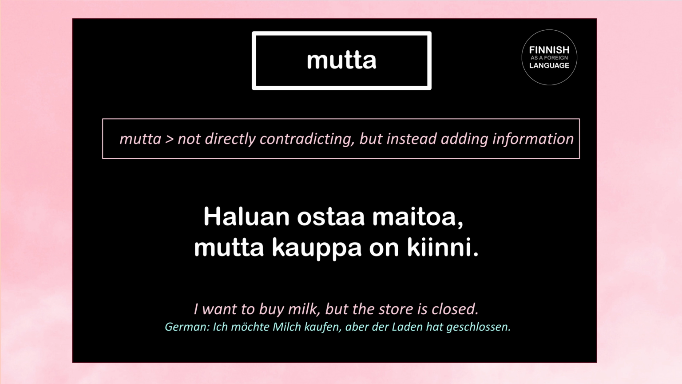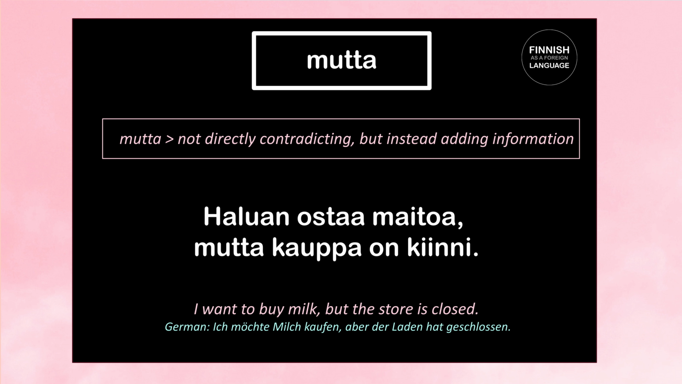So let's repeat again. Haluan ostaa maitoa, mutta kauppa on kiinni. Haluan is the first person singular present tense of the verb haluta, which means to want. Ostaa here is our infinitive verb, meaning to buy. Maitoa means milk, standing here in the partitive case. Why? Because milk is uncountable.